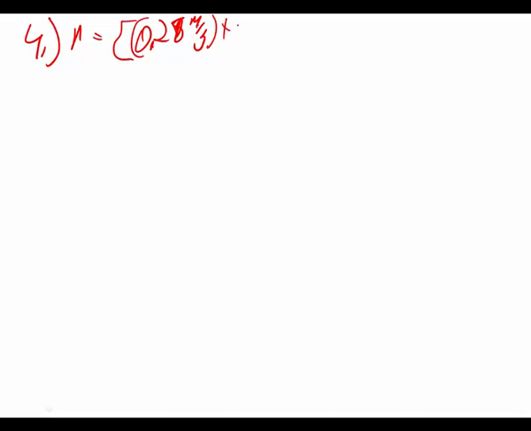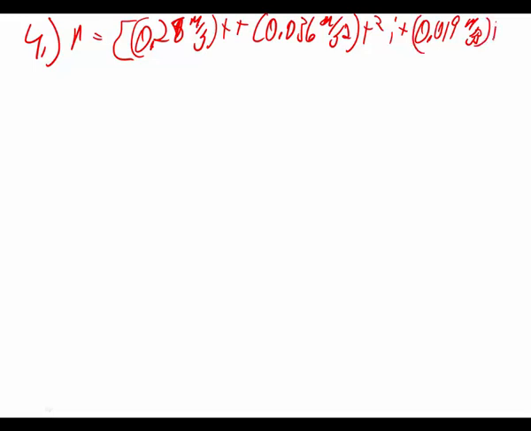Plus 0.036 meters per second squared, t squared, and of course that's I, plus 0.019 meters per second, and I think that's cubed, t cubed, j. We just take a first order derivative, and what's it come out to be, y'all?